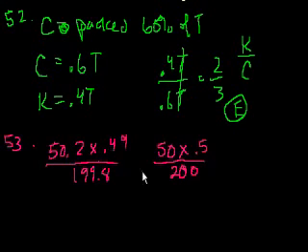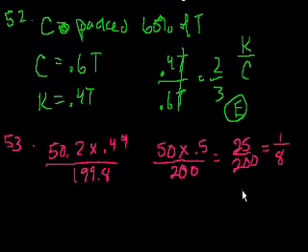Right? So you could view this as being equal to 25 over 200. And 25 over 200, let's see, you could divide the top and the bottom by 25. You get 1 over, 25 goes into 100 4 times, goes into 200 8 times. And that is one of our choices, so I'll go with that. B, 1/8.